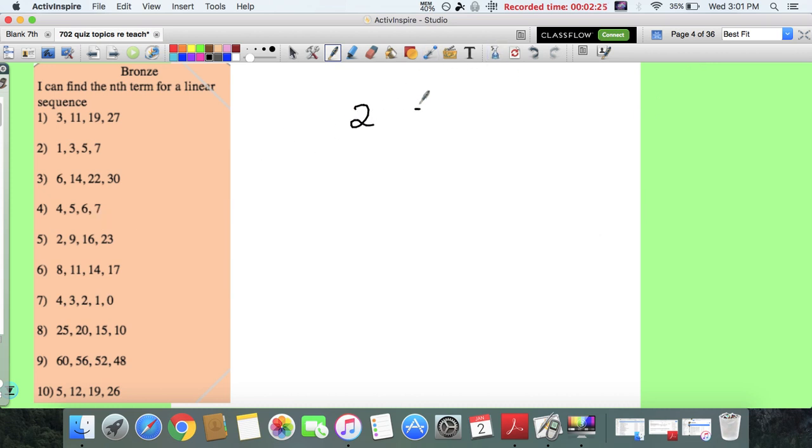Number 5, it's 2, 9, 16, and 23. It looks like it's plus 7, right? Plus 7, plus 7, plus 7. So my sequence is going up by 7. So it's a sequence that's always going to go by 7s. Therefore, well, I know it's an n sequence, but what kind of n sequence? It's a times 7, a 7n sequence.